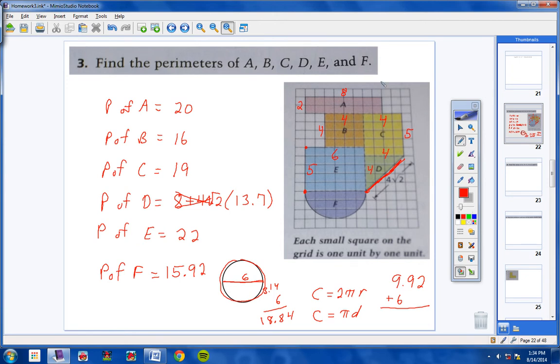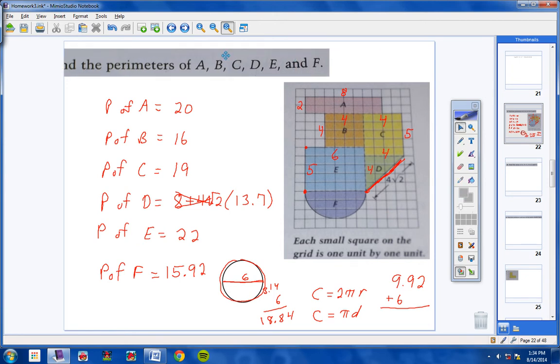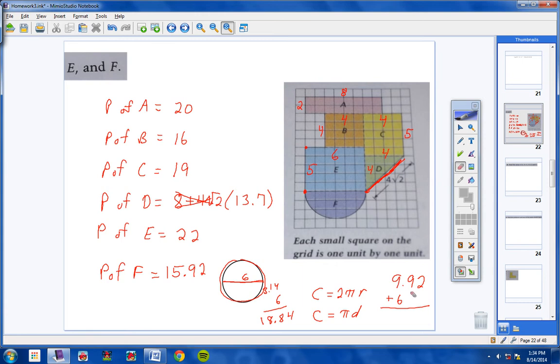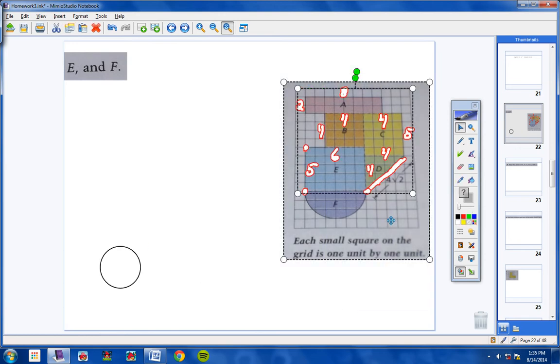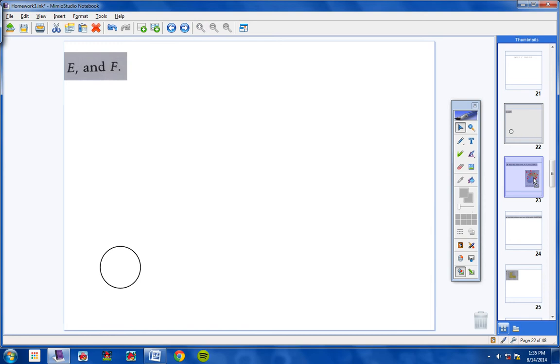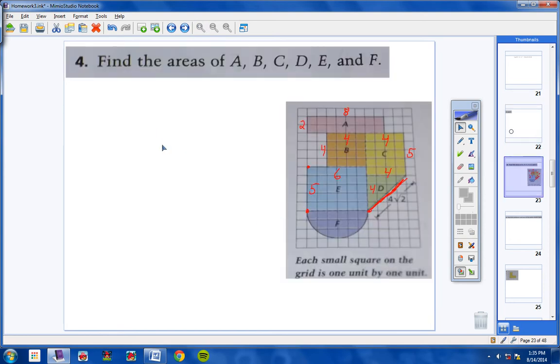Now I'm going to do something here so I can pull this figure on to the next page, because we're going to need this on the next page. All right, so give me a second here to do that. I'm going to take this and we're going to pull this to the next page. Okay, very good. Now moving on to number 4.